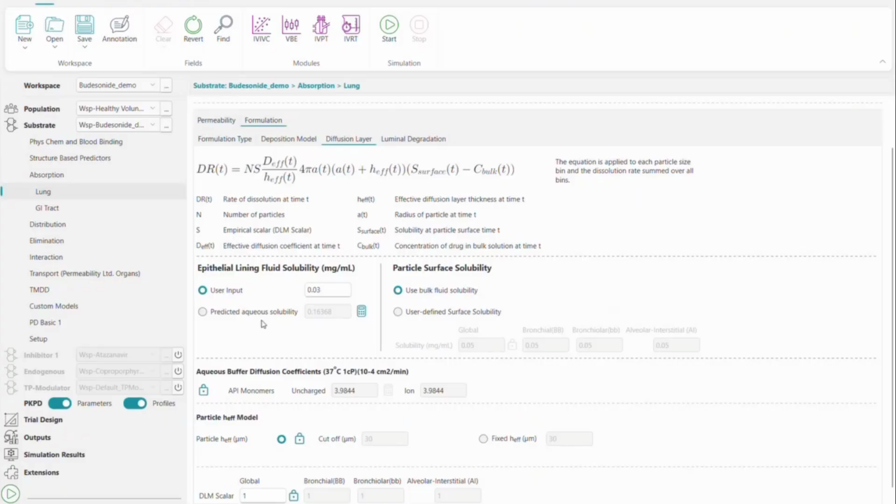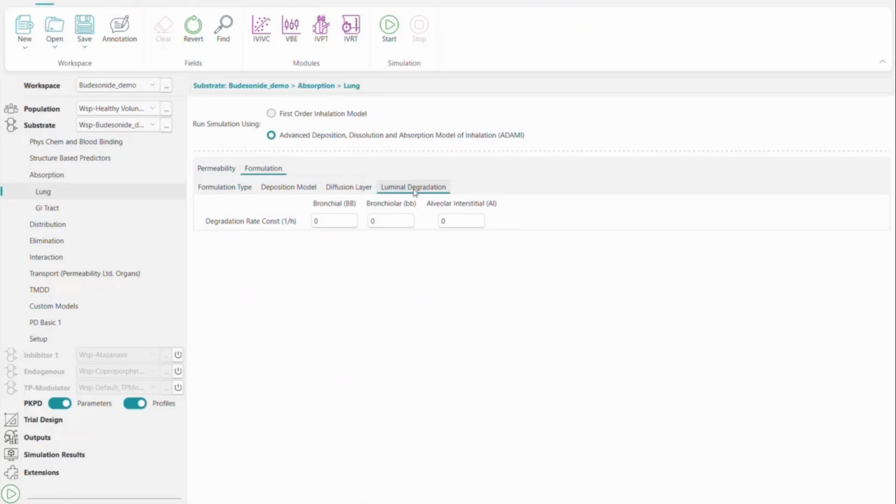We keep the other parameters default, including the diffusion coefficient of the compound with budesonide. There is a screen for luminal degradation. If the compound does degrade over time in the lung fluid, you can enter that degradation here, and we've got different values for the different regions. So now I'm going to move on to deposition.